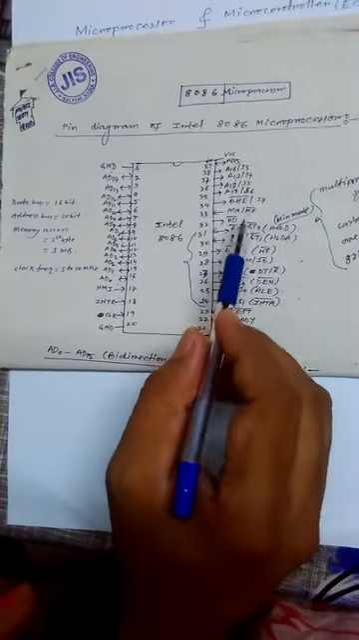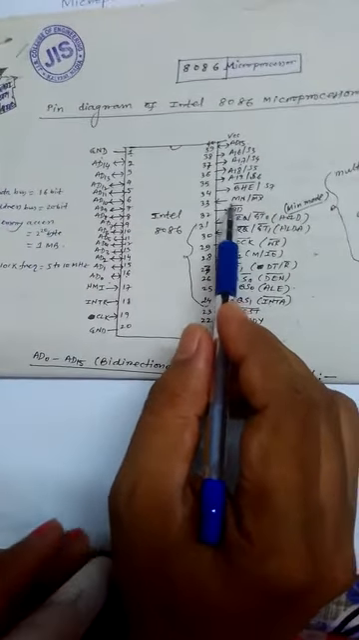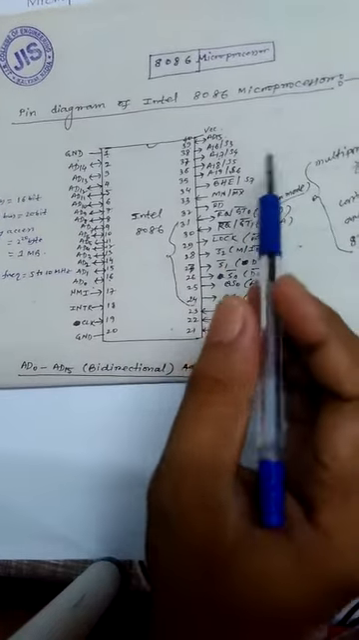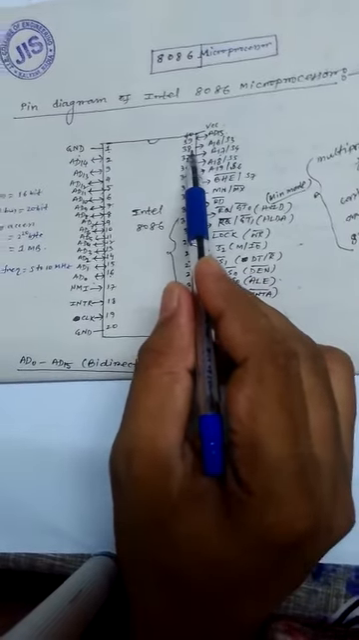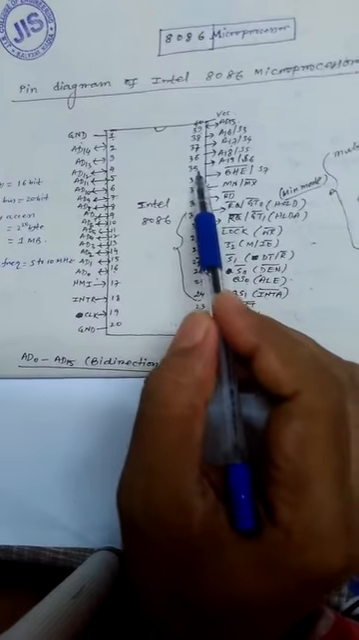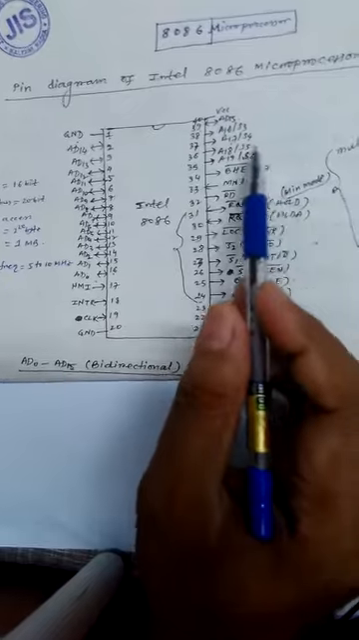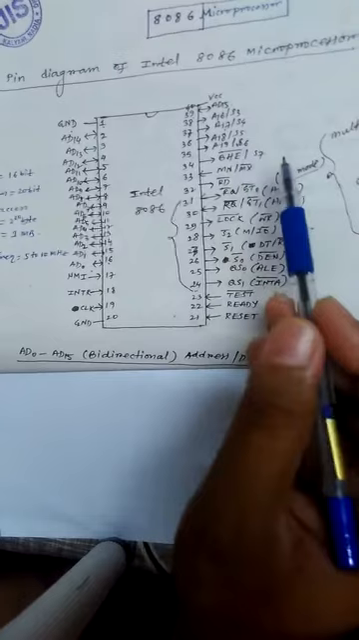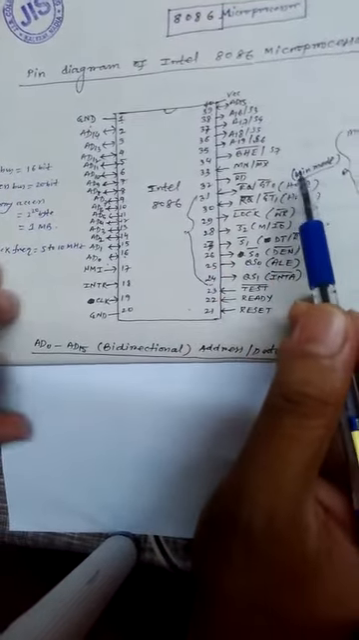Okay. Then read bar, which is an active low signal. This indicates the memory read operation. And here you see pin numbers 39, 38, 37, 36, 35 and 34 are used as different status signals, which are S3, S4, S5, S6, S7. For S3, S4, you see this table.